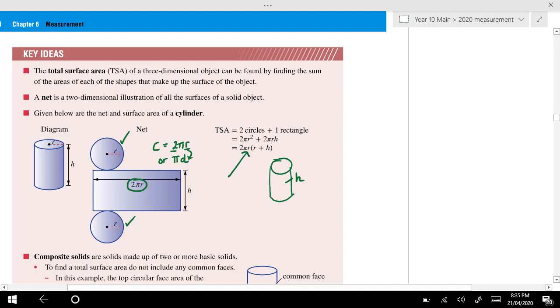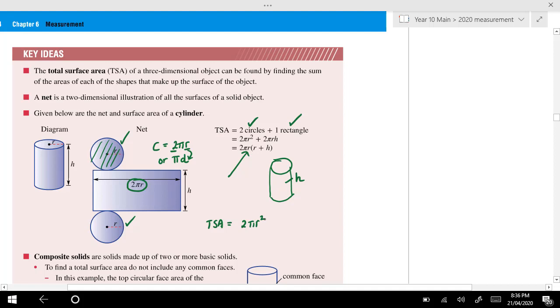So if you think about it, if we break this up, we've got 2 circles. So the total surface area is 2 circles, and then we've got 1 rectangle. So the two circles we've got, 2 pi r squared. Now be careful because sometimes we might have just one side of a cylinder.